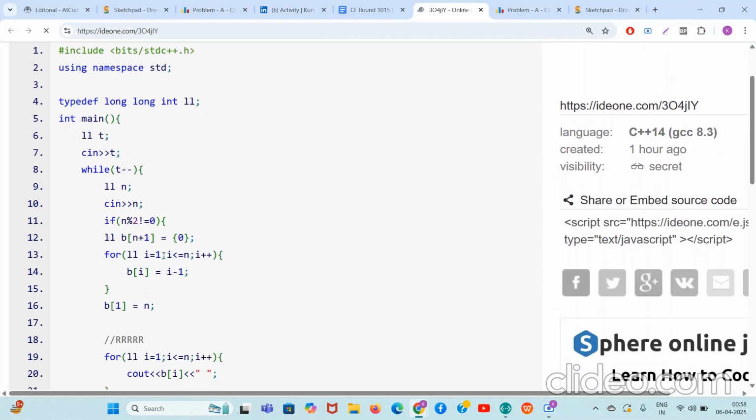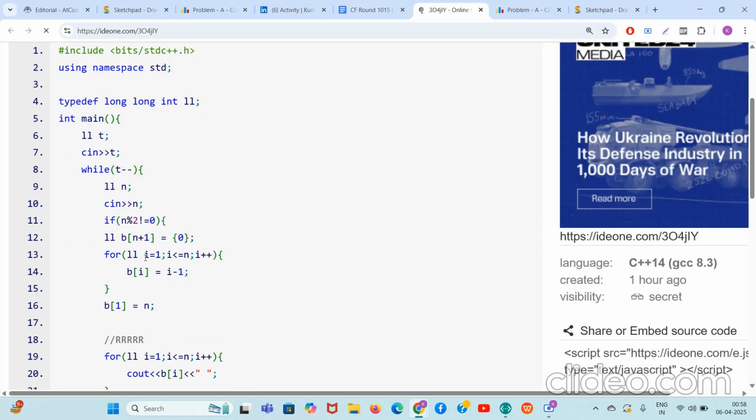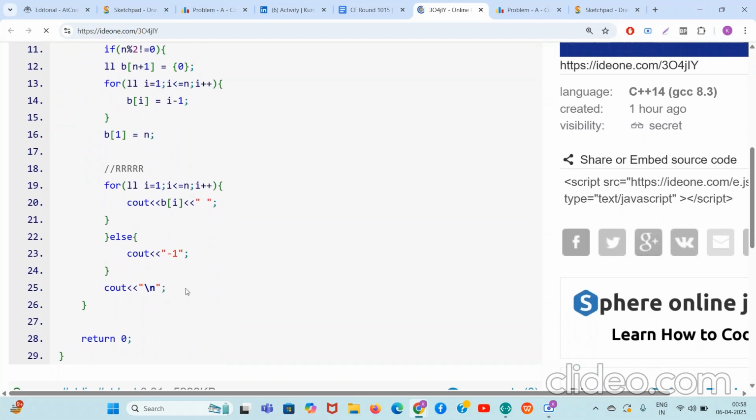Yeah, so guys, you can see if n is odd, from index 1 till n, you fill up the correct places, and the first number should be n, right? Initially the first number I put as 0, then the first number n, and it's done.